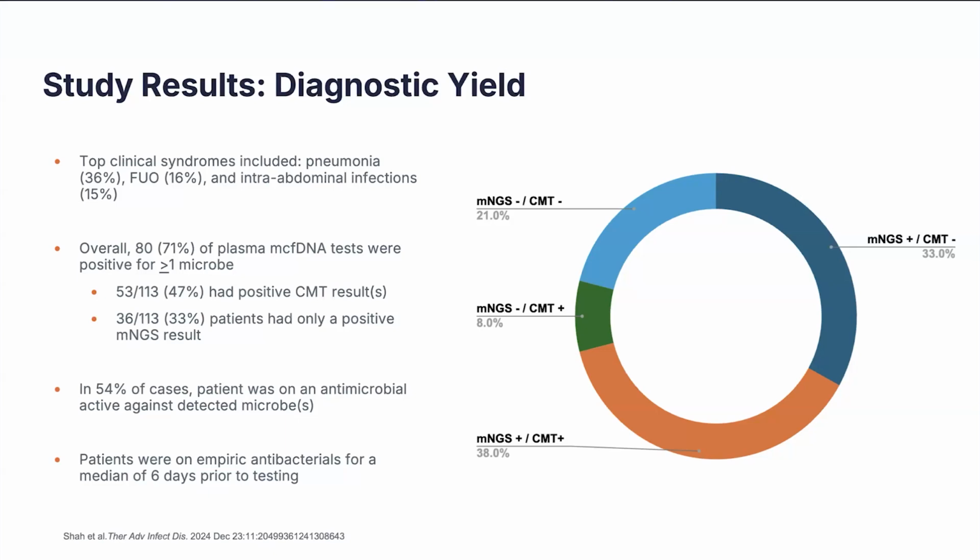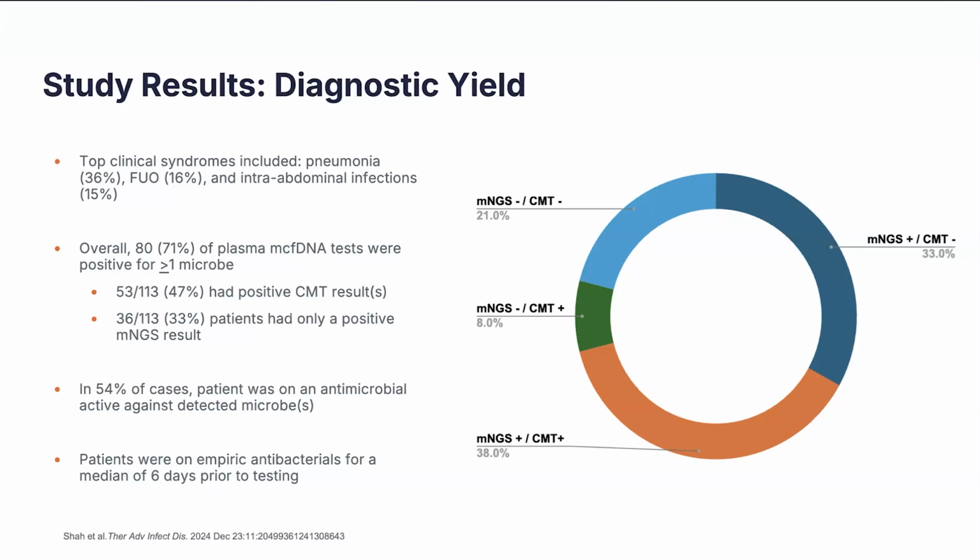So overall, we're really happy to report that in half of the patients who were on an average of 6 days of antibiotics, Karius was still able to detect an organism, something that you would most likely see CMT failing at and would be negative at that point in time. We had a very high microbiologic yield overall, with 71% of cases having a positive test with one or more microbes, which is really good.